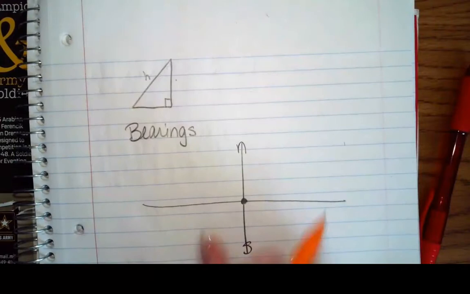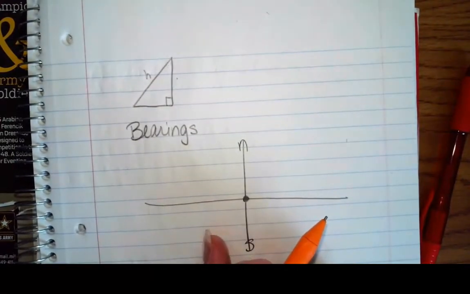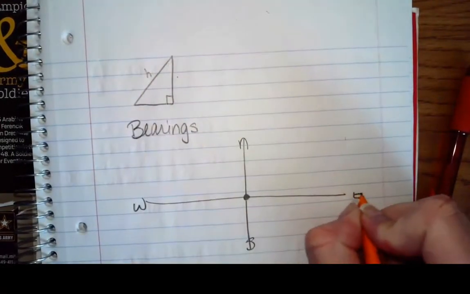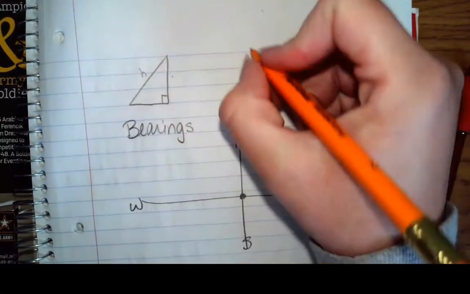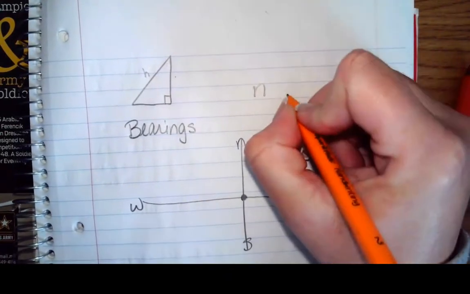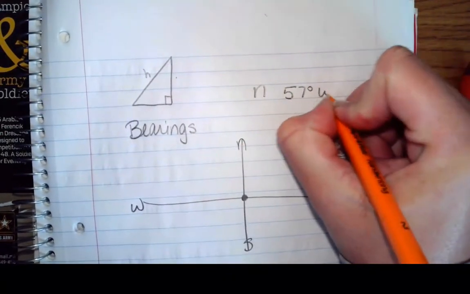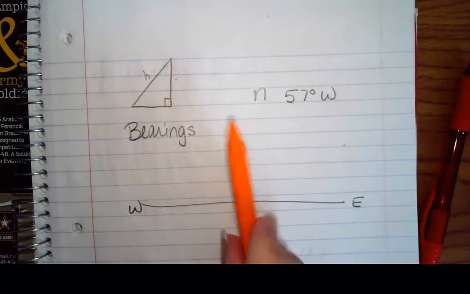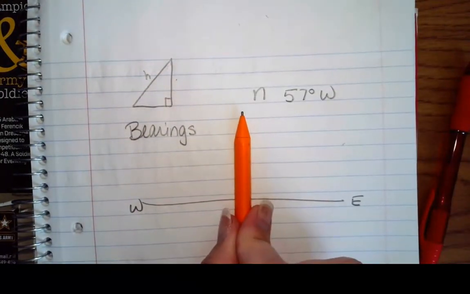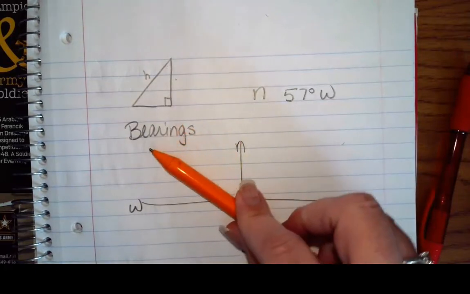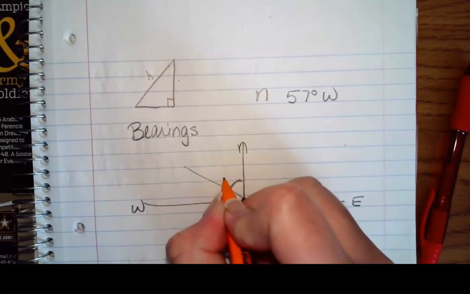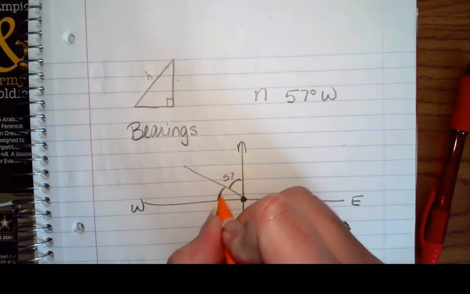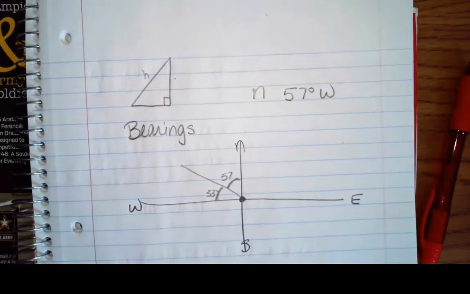Okay, and then it's going to tell you to swing out one direction or the other. It's either going to tell you to swing east or west. So this side is east, this side is west. So for instance, if I have something that says north 57 degrees west, what that means is I start north, but then I swing 57 degrees to the west. So from there, this will be 57 degrees, which means this will be 33 degrees. Okay, so you can find different measures that way.